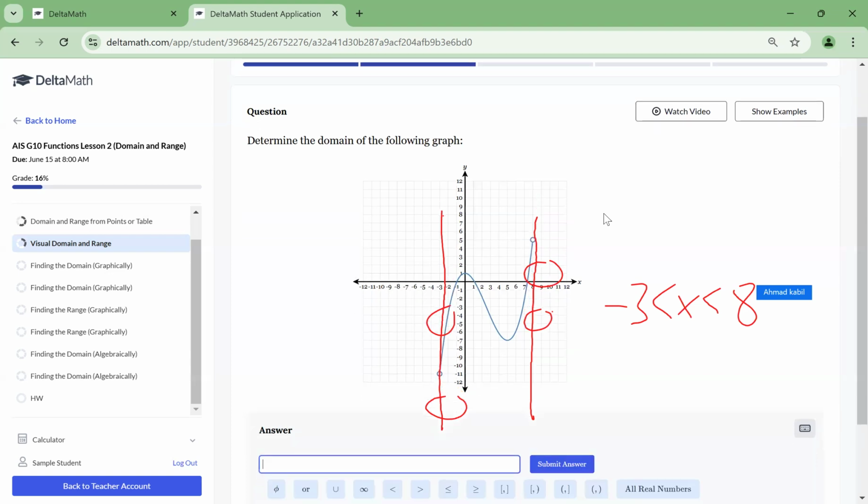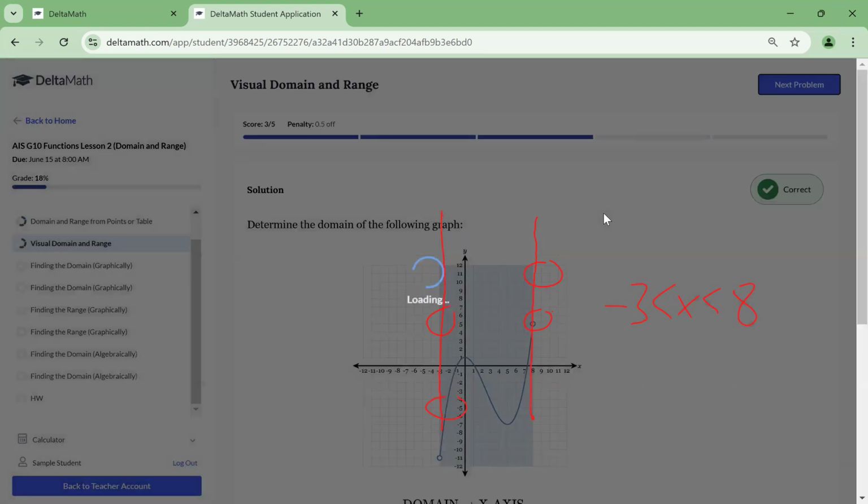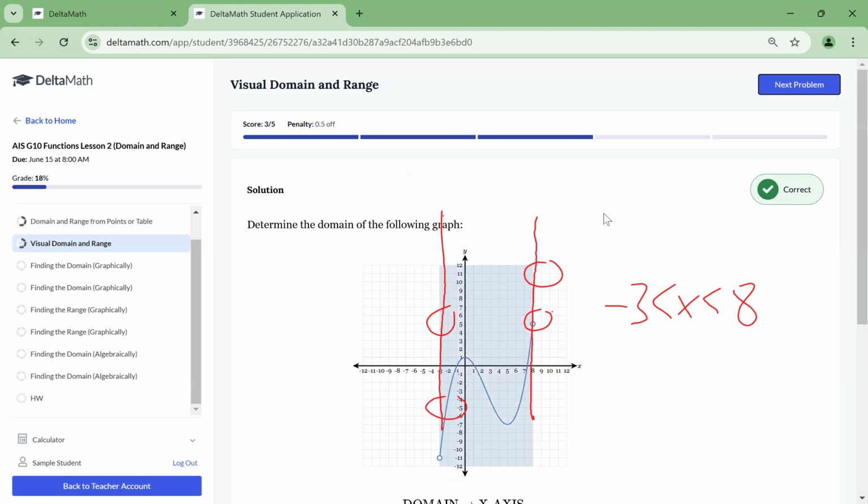I'm going to try the other notation now. So instead of the brackets, I'm going to use -3 less than x less than 8. Of course, just FYI, if we had written it like this, it would have worked as well. But circular brackets because the endpoints are not included.